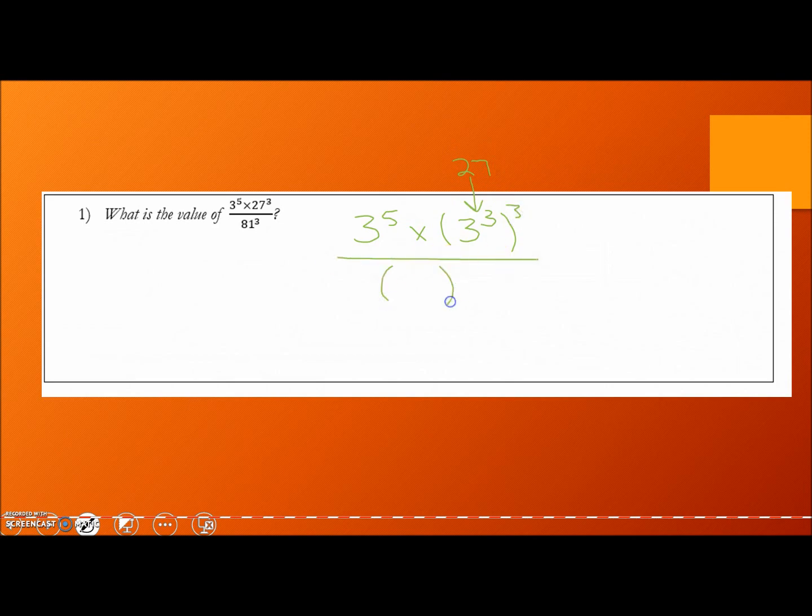Then I'm going to try to figure out what I could make 81. 81 actually is 3 to the 4th power. 3 times 3 times 3 times 3 is 81, and it's still going to be raised, so I still have those exponents. I'm just changing the base number to something that has the same base of 3. Now that everything has this base of 3, I'm going to use my exponent rules.